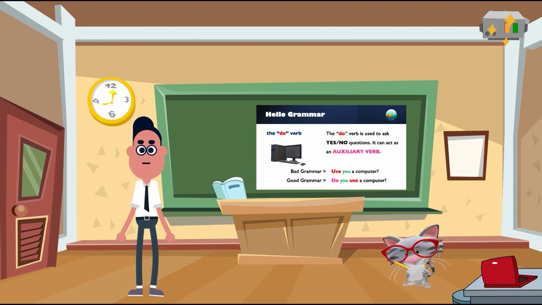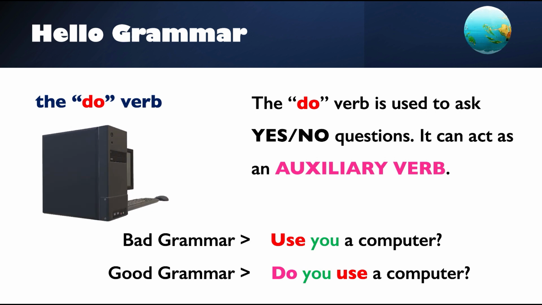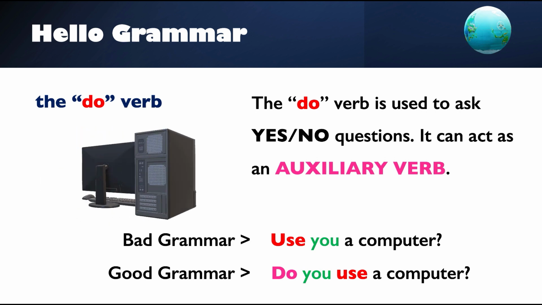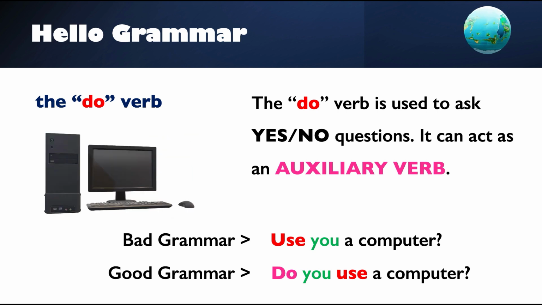As I say, this unit is the beginning of this course getting more intensive. So there we go. You can see in the big, large picture, the do verb is used to ask yes/no questions, and it can act as an auxiliary verb. And we're going to show that more now.